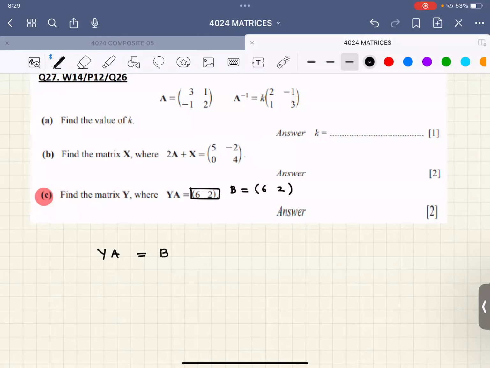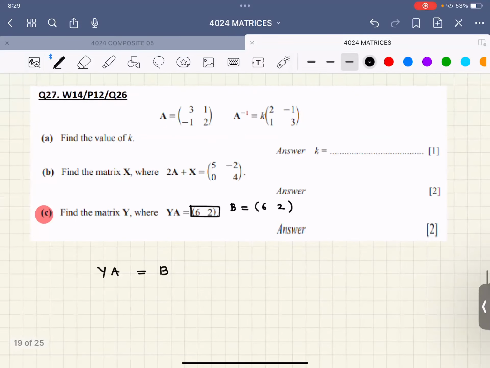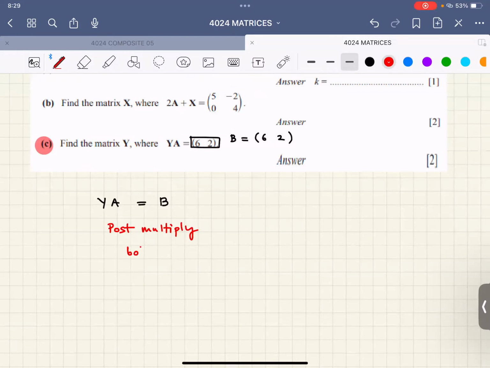I'm writing it like this. And I need to find the matrix Y. Now, this is post-multiply. Before that, it was pre-multiply. This is post-multiply because the unknown is Y and then A is written. So we post-multiply both sides by A inverse. We write A inverse over here and over here. We know that A into A inverse is an identity matrix. The identity matrix lets Y remain as it is. This is B into A inverse.